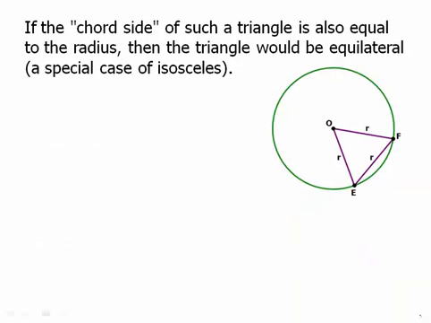If the chord side of such a triangle is also equal to the radius, then the triangle would be equilateral, which of course is a special case of isosceles. So if we're told that that chord EF also has a length of R in addition to the two radii, well then immediately we know we have an equilateral triangle and we have 60-degree angles. Alternately, if we're given two radii and a 60-degree angle between them, we know if we draw the third chord, we will have an isosceles triangle, so that necessarily means that that third chord would have to have a length equal to the length of the radius.